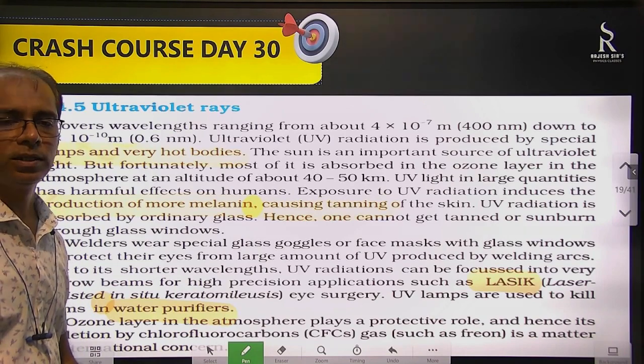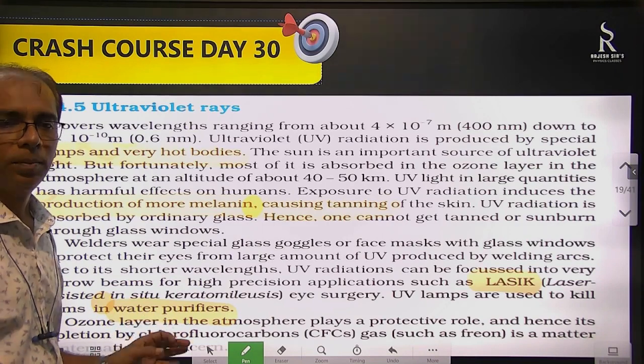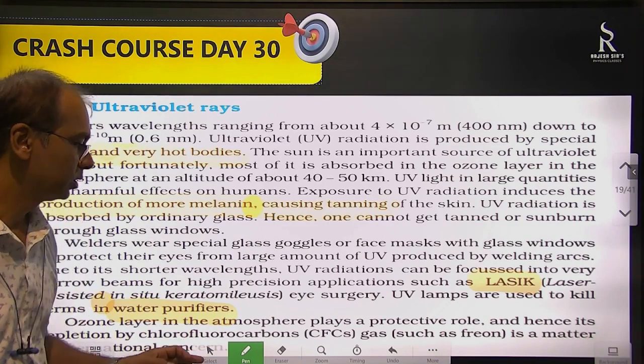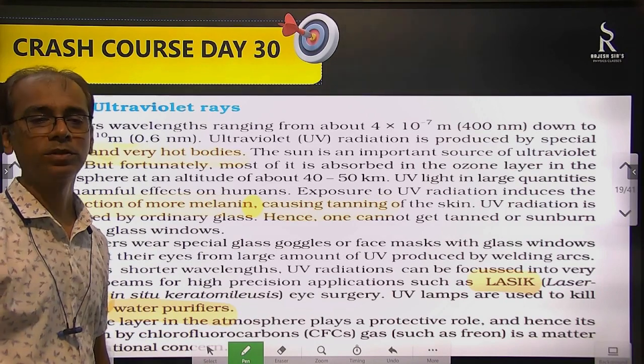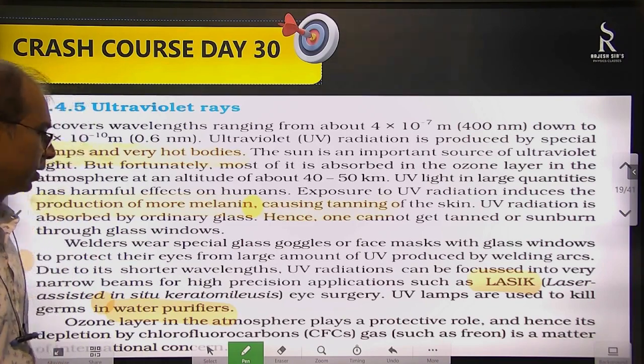Most of the UV rays are absorbed by ozone, but ozone is in danger from chlorofluorocarbons, which come out from refrigerators and ACs. Okay. Alright, let's go ahead.